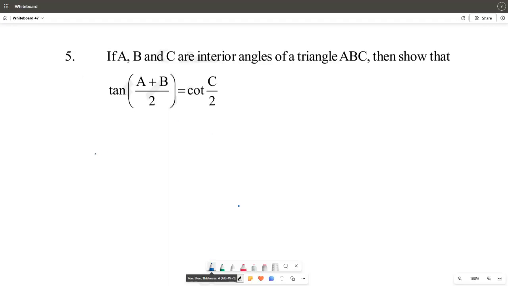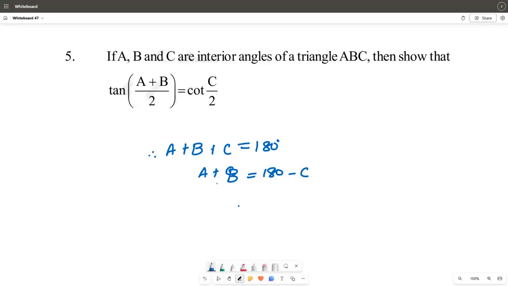So we know a property of triangles, that the sum of all interior angles of a triangle is equal to 180 degrees. Therefore A plus B plus C is equal to 180 degrees. From this conclusion, we can see that A plus B is equal to 180 minus C. So I took C to the right hand side, so it becomes minus C. So A plus B equals 180 minus C.